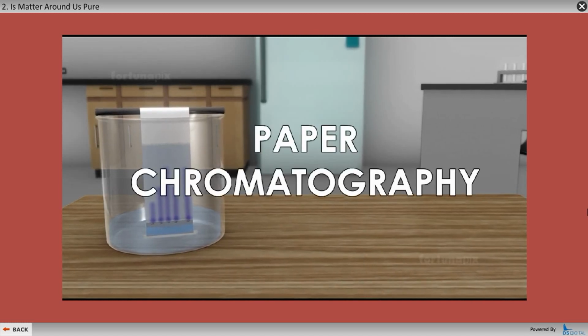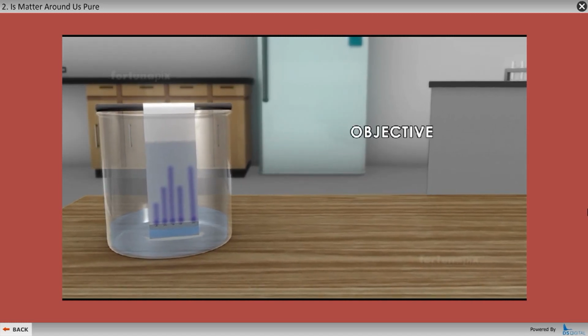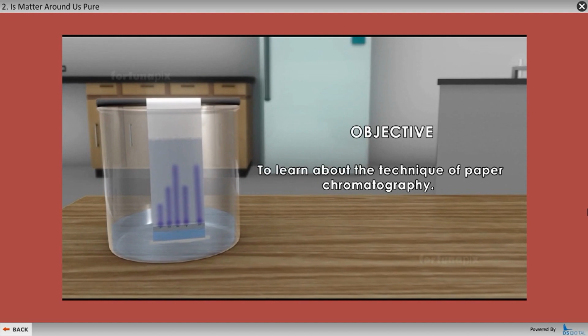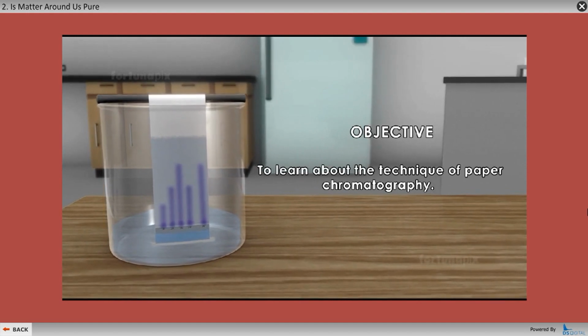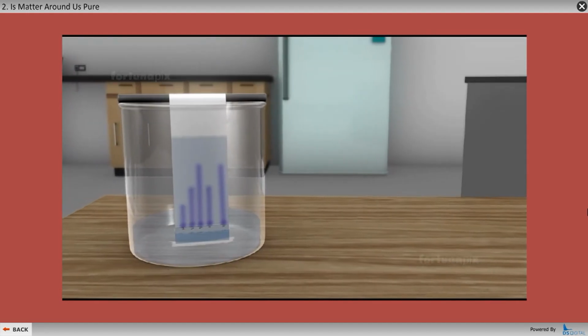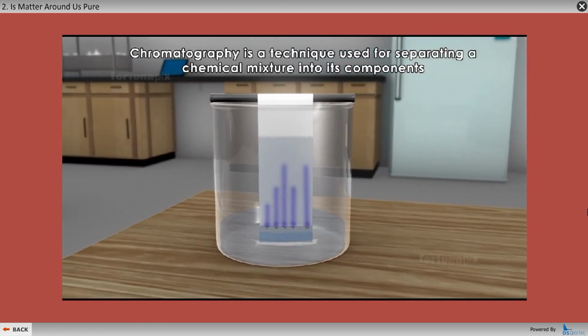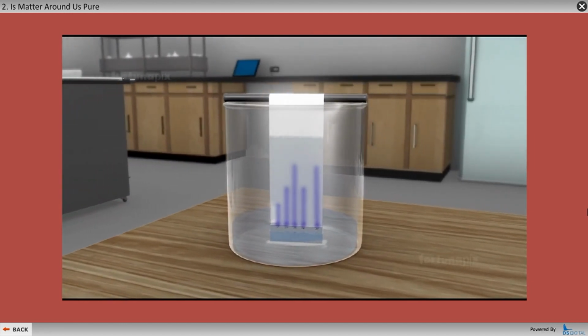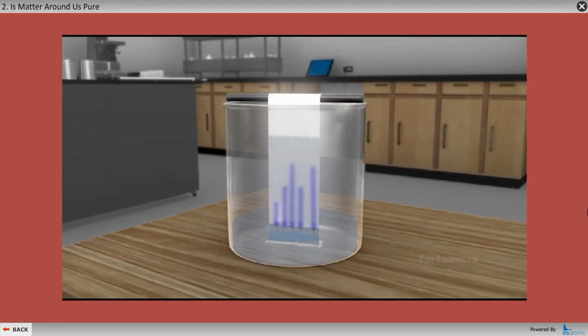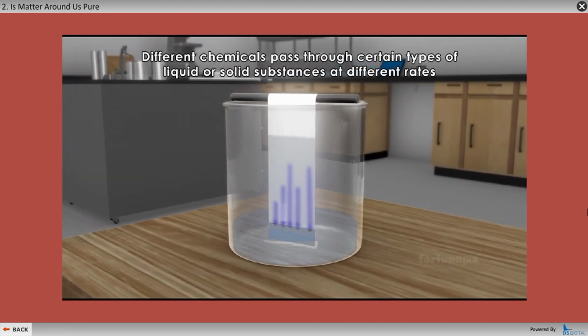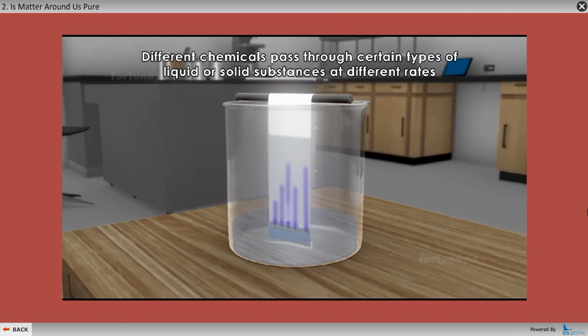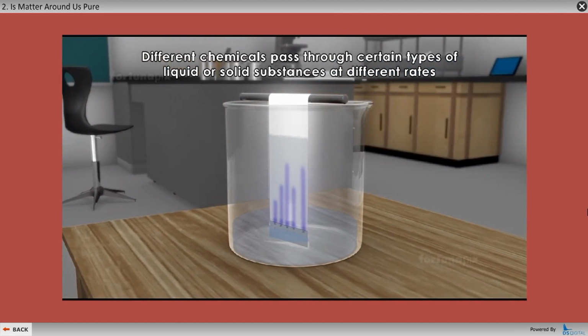Paper chromatography. Objective: to learn about the technique of paper chromatography. Chromatography is a technique used for separating a chemical mixture into its components. Chromatography is based on the fact that different chemicals pass through certain types of liquid or solid substances at different rates.